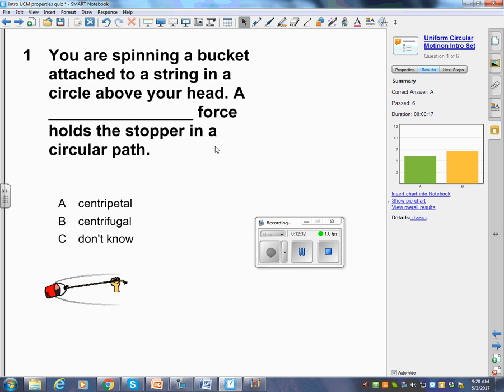In fact, both of those words mean something, and by the end of today, you should know the difference. The right one is centripetal.